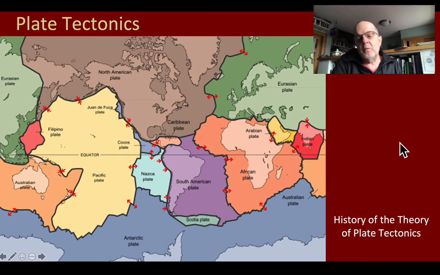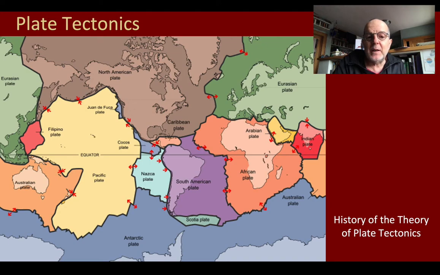This slideshow will be more or less a history of the theory with details of how this theory has evolved. And when we look at this map, we can see that here we are on the North American plate, on the east coast of the United States. Where this continent meets the ocean is called a passive margin, because in terms of plate tectonics, not much is happening there.